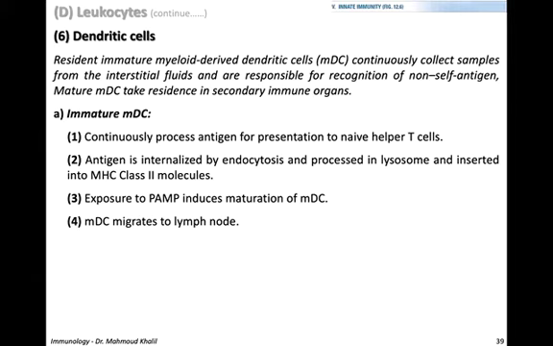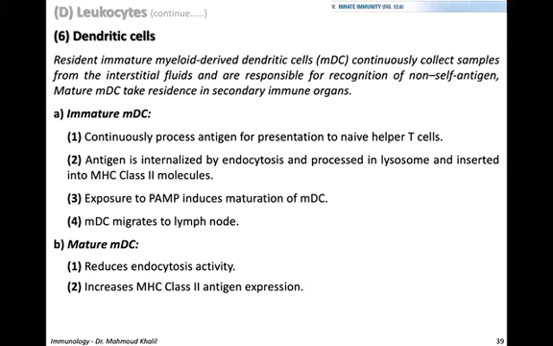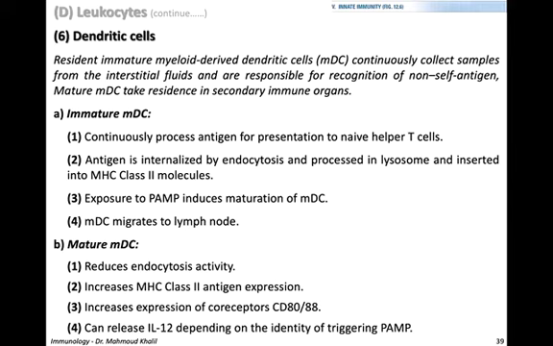The exposure to PAMPs induces the maturation of dendritic cells, so they can migrate to the lymph node. The mature dendritic cells have a reduced capacity for endocytosis and increased expression of MHC class 2. They also increase the expression of co-receptors like CD80 and CD86, and can release interleukin 12, and these depend on the identity of the triggering PAMP.